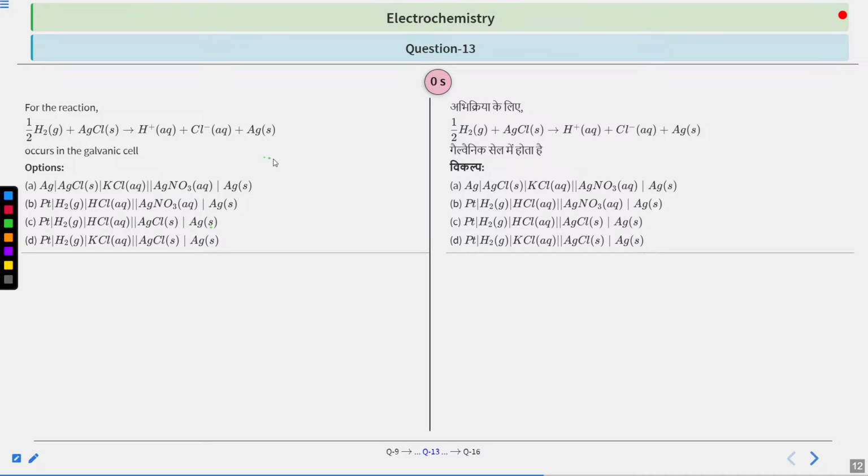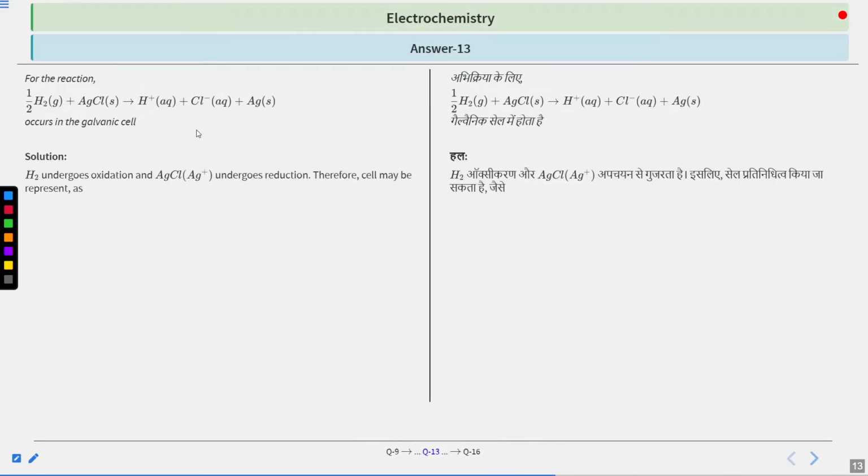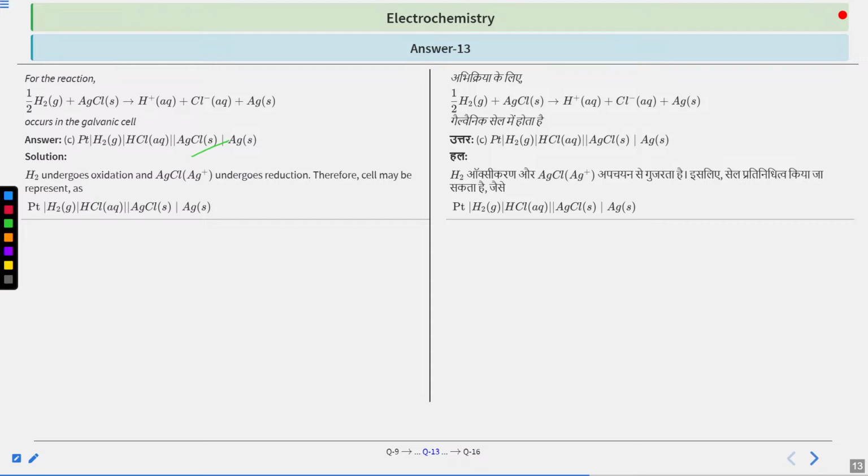Okay, let us see how we can solve it. It is a question of cell representation. So this was our cell reaction. Here H2 is undergoing oxidation to H plus, and AgCl is going through reduction to Ag solid, right? So we can write it simply that our H2 is going to H plus and our AgCl is going to Ag. So this was your correct answer, that is C.